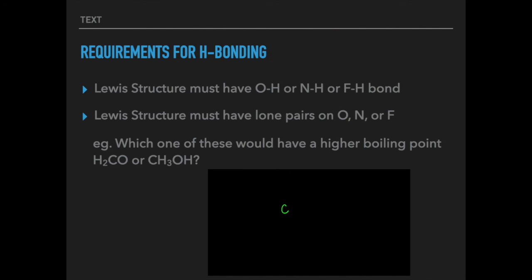H2CO would have a skeleton that looks like this. Carbon has 4 valence electrons. Hydrogen has 1. Oxygen has 6 valence electrons. Let's draw our covalent bonds. And this molecule has an O with a lone pair, but it does not have a hydrogen physically bonded to the oxygen. So this has no hydrogen bonding.